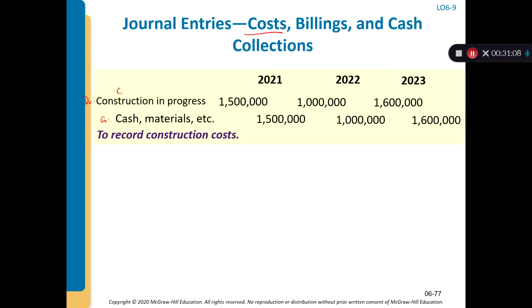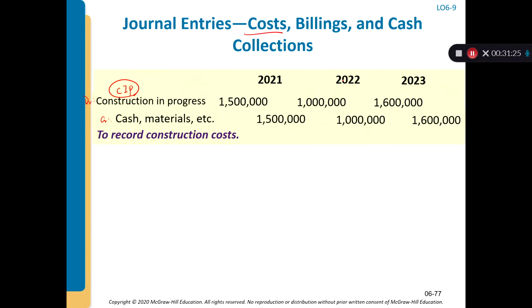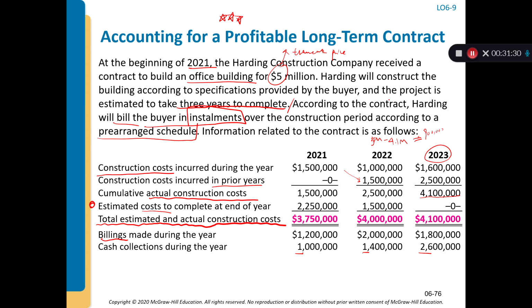This is an account we call CIP. It's like an asset account that records the progress of the construction. It's a new account name called CIP. Okay, we debit CIP for $1.5 million, which is the actual cost for the first year, and 1 million for year two, and 1.6 for year three, right? So this is the first line.